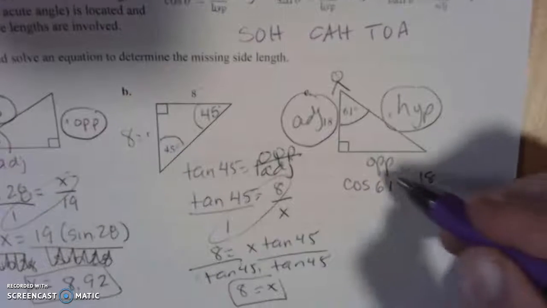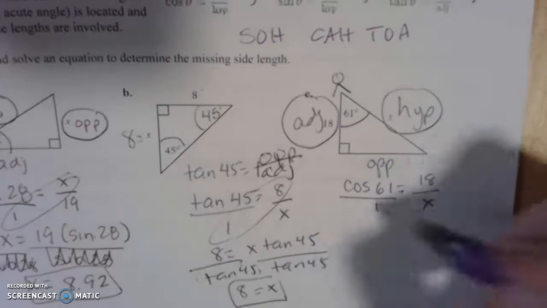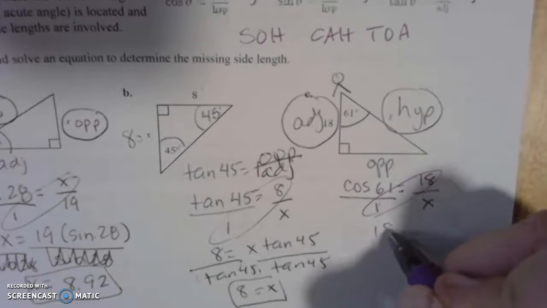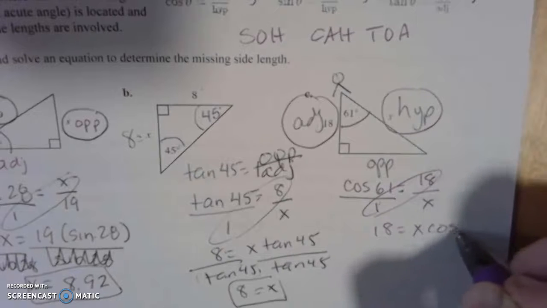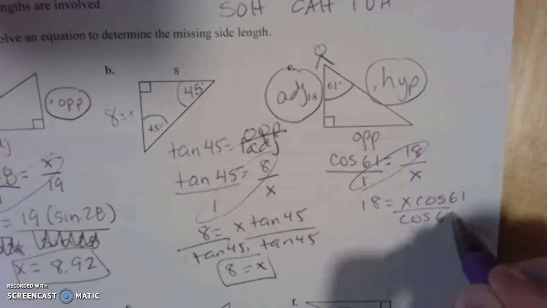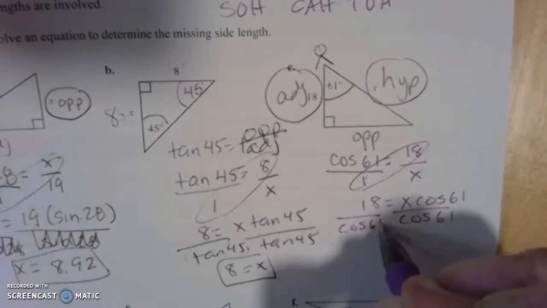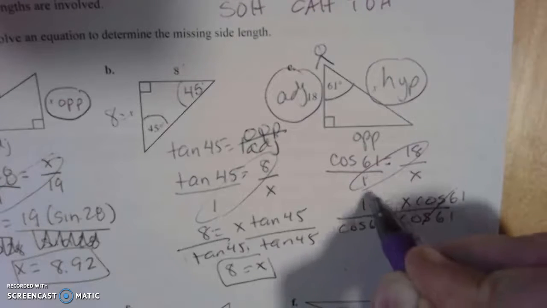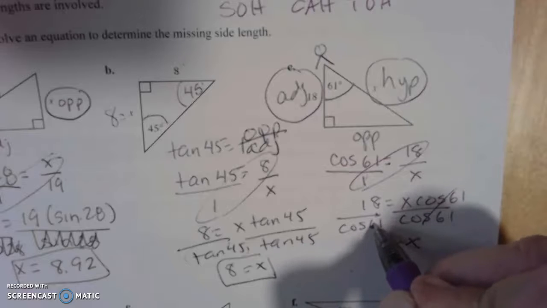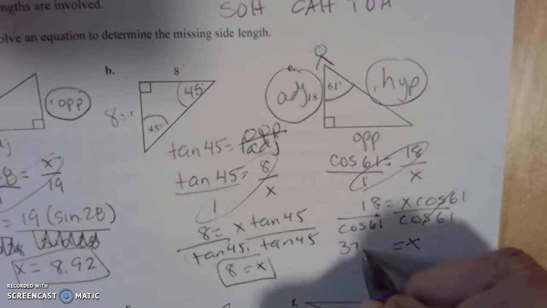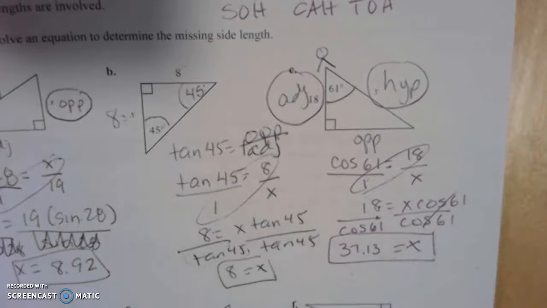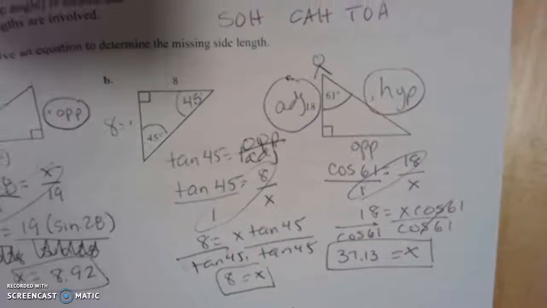Once you set up the equation, you set up your ratio over 1, and you're going to multiply: 18 equals x times cosine of 61. To solve for x, we're going to have to divide both sides by cosine of 61. And you're going to get x equals, type this into your calculator, 18 divided by cosine of 61, you're going to get 37.13. I'm not showing every step on the calculator. We've done that. You guys should have that down.